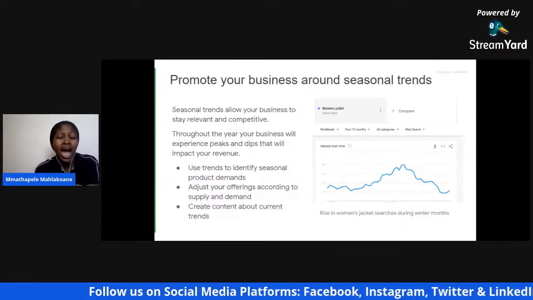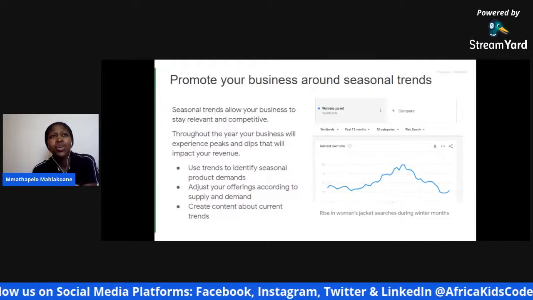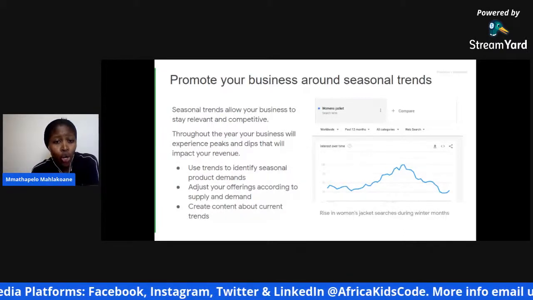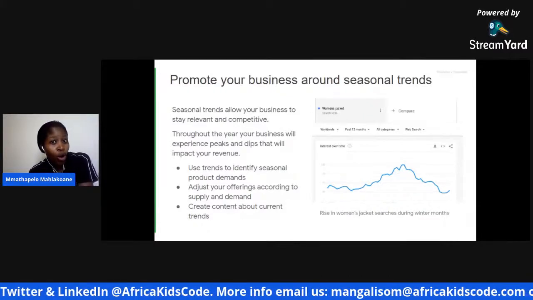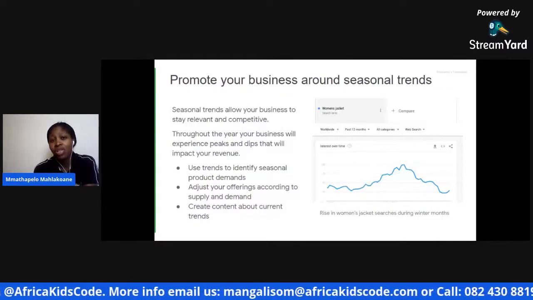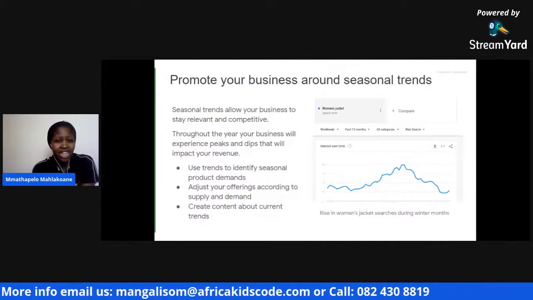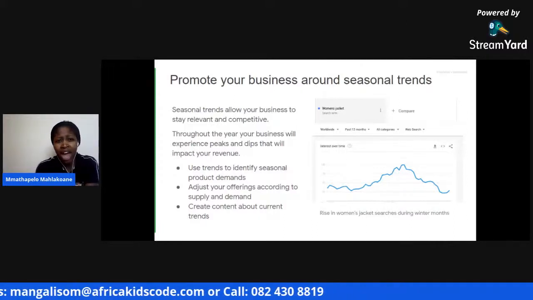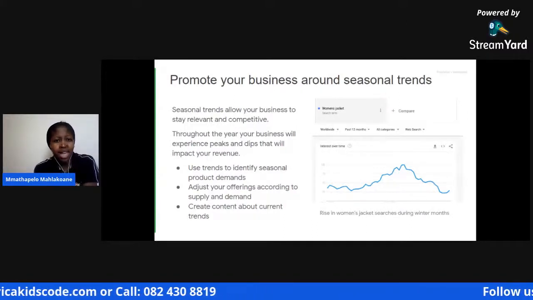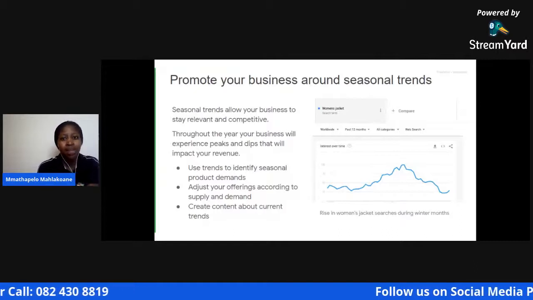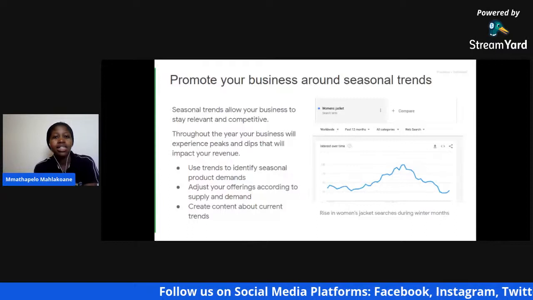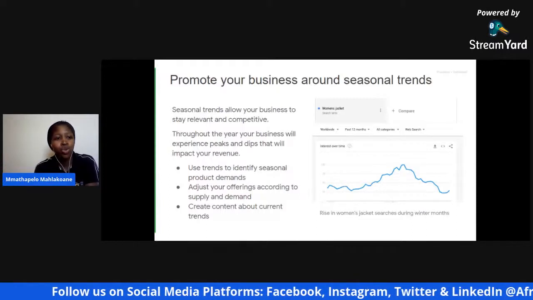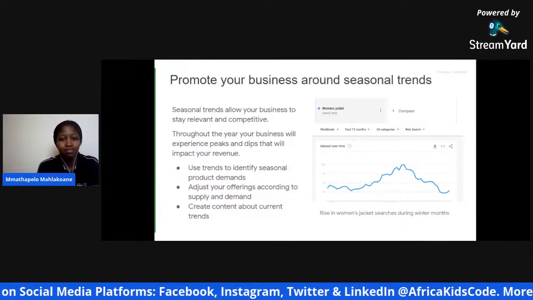So if you are in business, let's say you're selling clothes. Remember, when it's winter, we need to be warm, meaning that you need to sell jackets and jerseys and trousers, certain things. And then when it's summer, you need those dresses and skirts. That's how you should use your Google Trends.